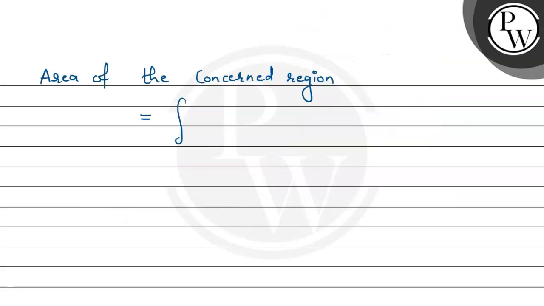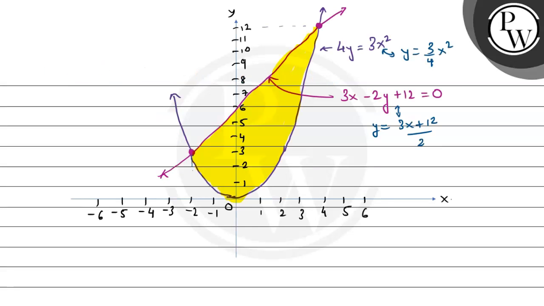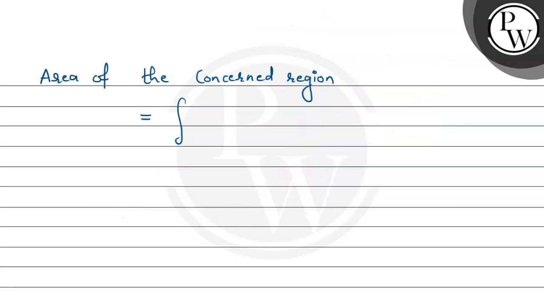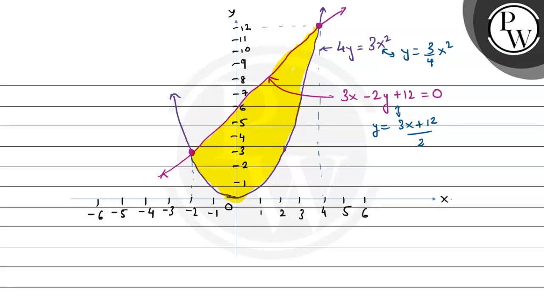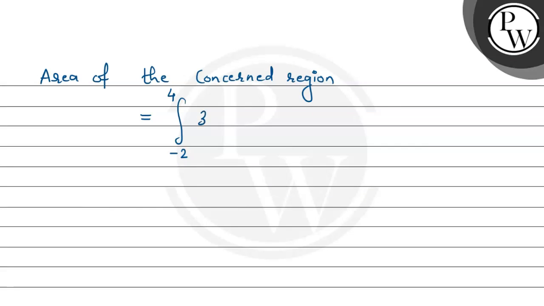So therefore area will be equal to integral of, अब ये जो intersection points है ये हमें x की range दे देंगे. x goes from -2 to 4. So here we have -2 to 4 of, अब जो upper boundary है that is y equal to (3x plus 12) by 2 minus the lower boundary, and that is 3 by 4 times x squared whole times dx. Now let's evaluate this integral.